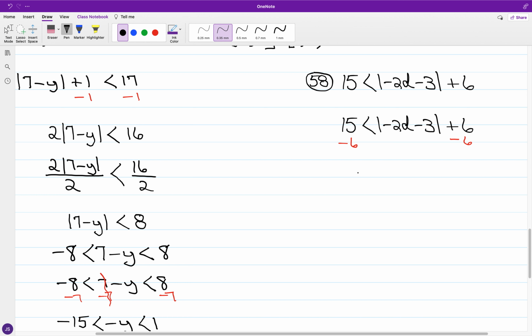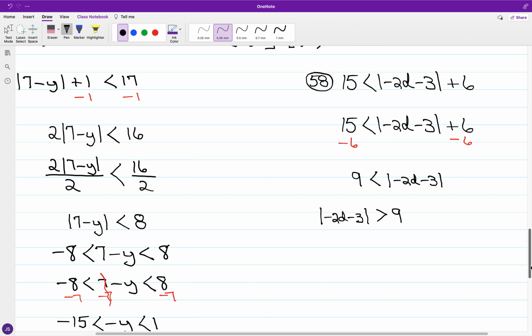So we've got 15 minus 6, so we have 9. It's going to be less than the absolute value of -2d minus 3. And just maintain the logical equivalence: 9 is less than the absolute value of the expression is the same as saying that the expression is going to have its absolute value be greater than 9. So I'm just kind of switching the order with the absolute value term on the left.